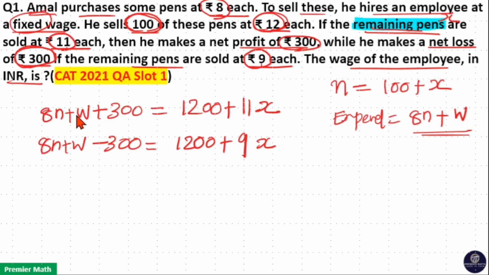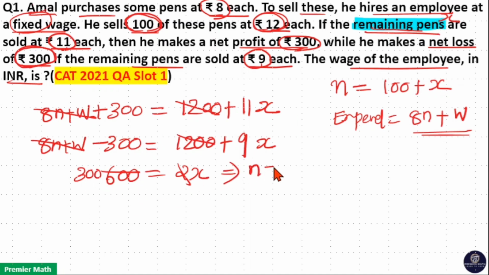Here if I subtract these two, that is subtract second equation from the first, then 8N plus W cancel, 1200 cancel, 11x minus 9x is equal to 2x. 300 minus minus 300 is plus 600. So 2 goes 300 times in 600, means x is equal to 300. Here remaining pens are 300, means total number of pens N is equal to 100 plus x, that is 400 pens.